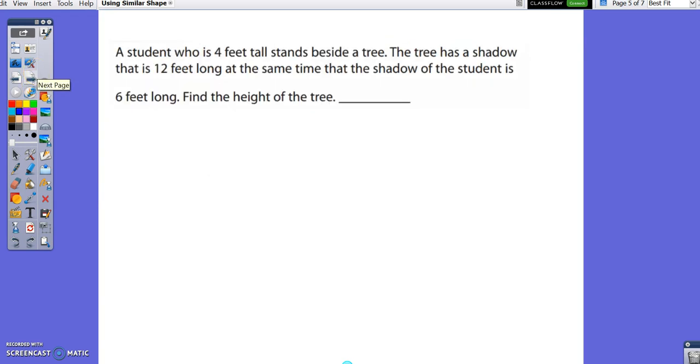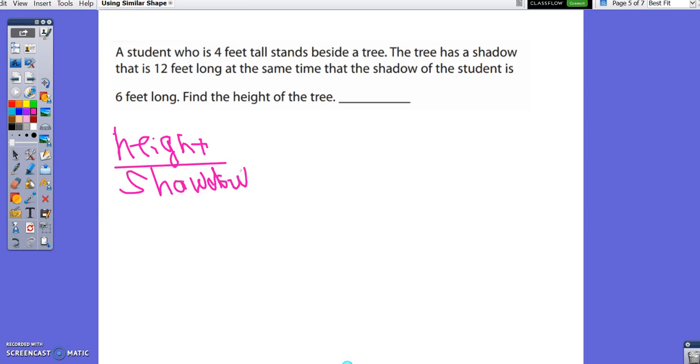Let's try a problem. A student who is 4 feet tall stands beside a tree. The tree has a shadow that is 12 feet long at the same time that the shadow of the student is 6 feet long. So we want to find the height of the tree. So I'm going to create a word ratio. I'm going to use height over shadow. I can choose for my first ratio to be related to the student or the tree. I'm going to go with the student since the student was mentioned first in the problem.